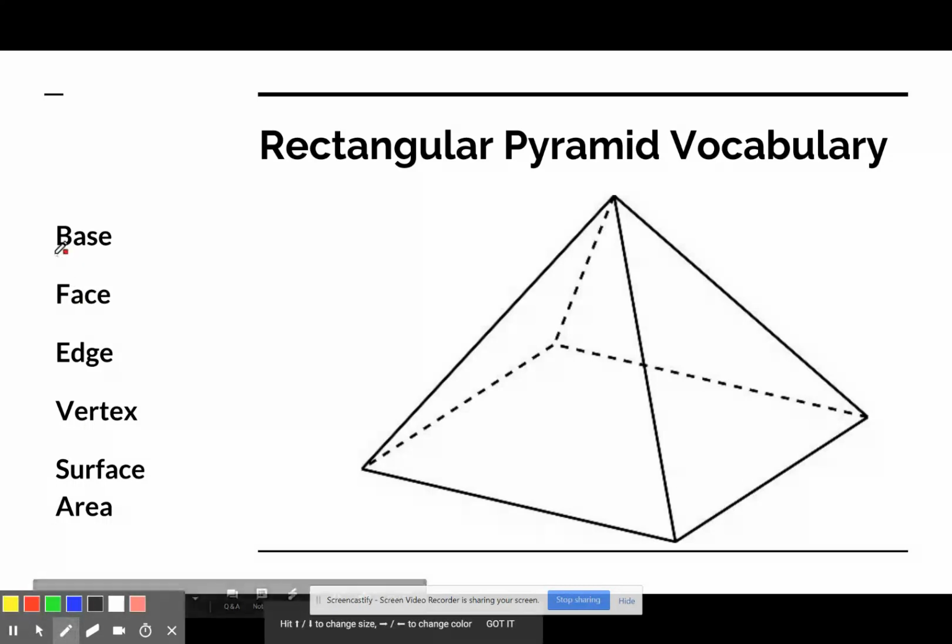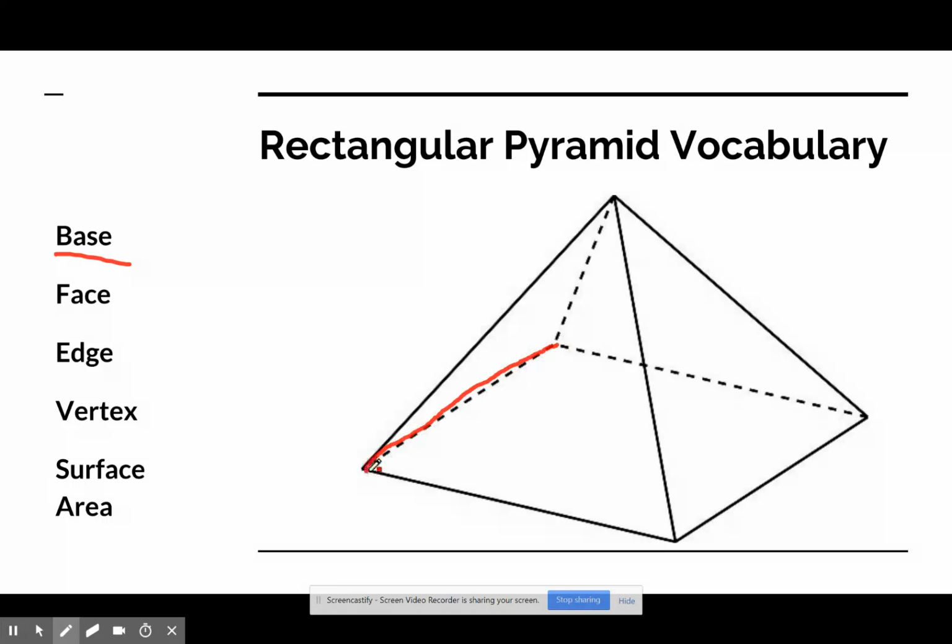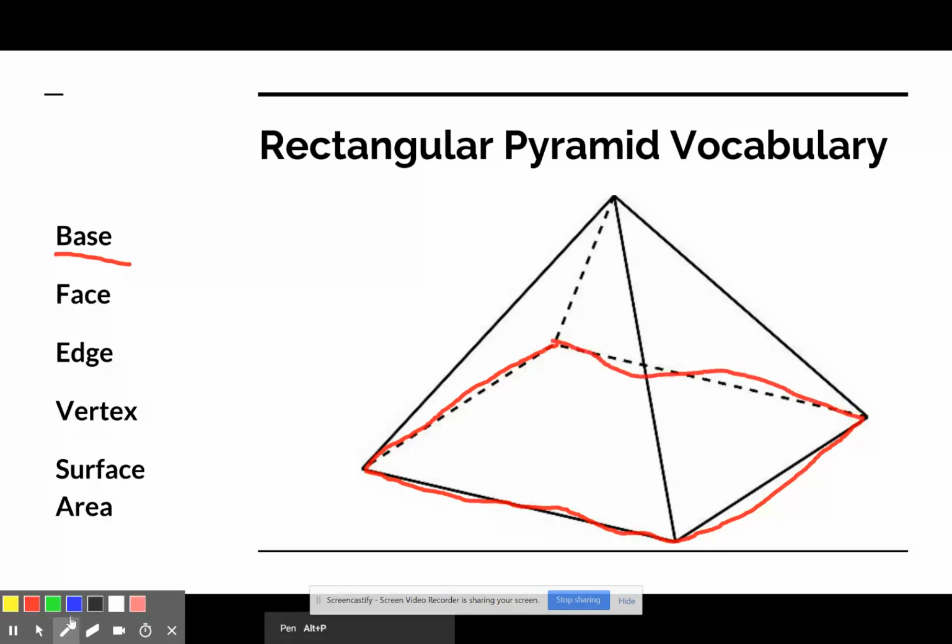And we're going to talk about each one of those individually. So first, we're going to start by talking about the base. Now, the base of a rectangular pyramid is a rectangle. So this I'm going to outline here in red. Now, the next thing to talk about is face. When it comes to a rectangular pyramid, the faces are all triangles, and there are 4 triangles in a rectangular pyramid. I'm going to try to outline them all here.